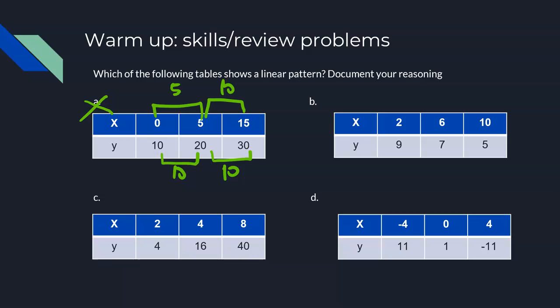Letter B, let's do the same thing. 7 minus 9 is negative 2. 6 minus 2 is 4. 5 minus 7 is negative 2. 10 minus 6 is 4.